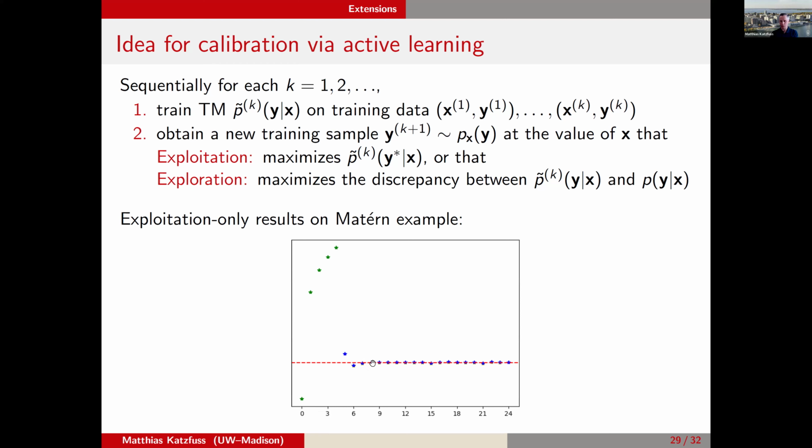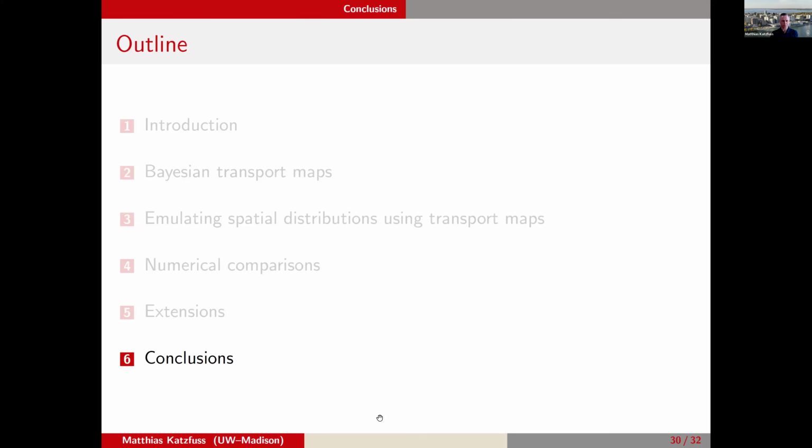We can see here again in this simple example, we've essentially found the best value of x, the x star, which is this red dashed horizontal line, after maybe 7 or 9 iterations, depending on how you look at it. So again, this looks quite promising, at least in this simple example.